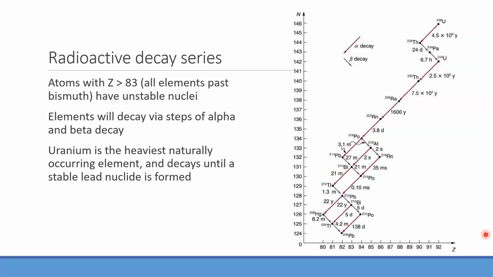So in our next lecture, I'm going to do some example problems with you that show us how to work with these numbers in this radioactive decay series and use compounds like uranium or carbon to calculate the age of rocks and other artifacts.